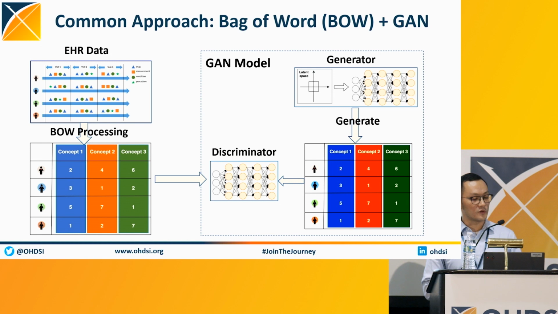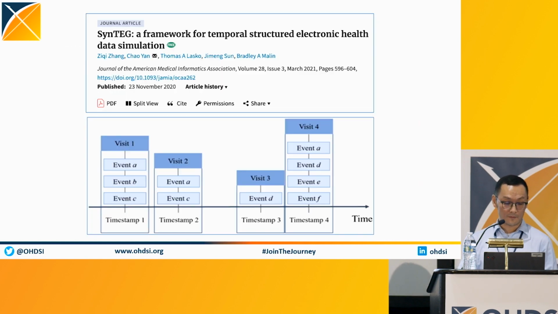So the common approach for generating the EHR data is as follows, where the longitudinal EHR data is first converted to a data matrix using the bag-of-word approach, essentially counting the number of features in a time window. Then the GAN model is trained to generate a similar data matrix. Although this approach works pretty well, the underlying data structure doesn't capture any temporal dependencies, therefore limiting its use.